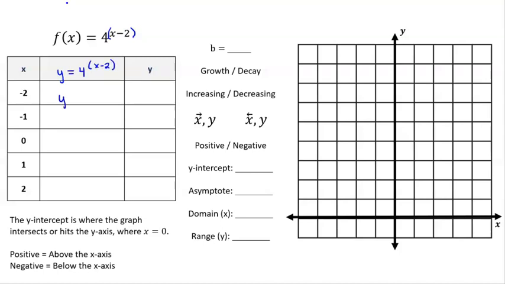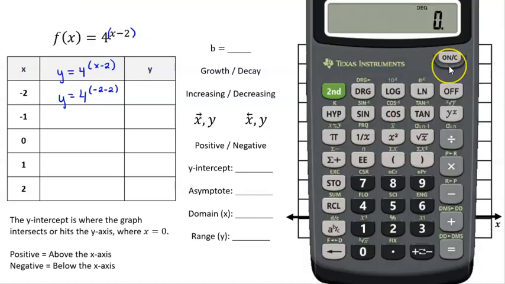And so with this one, you're going to put 4 and then parentheses negative 2 minus 2. And then close your parentheses and press equals. So now I have my calculator open. I'm going to clear it. So we're going to do 4 y to the x, open parentheses, and then we have 2, make it negative, and then minus 2, close parentheses, and then press equals.